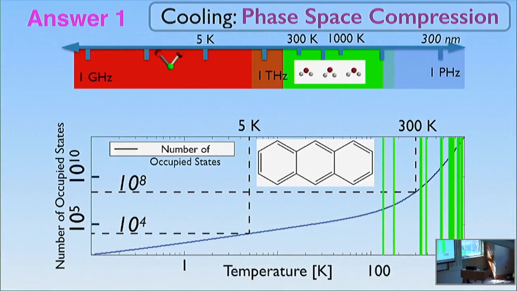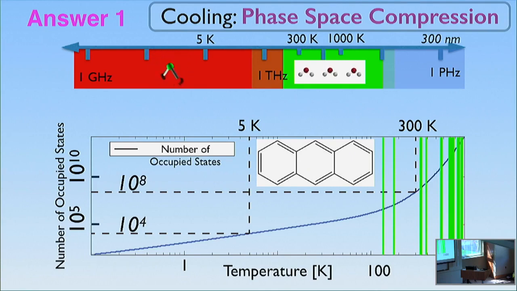Now, why cold then? Well, here's a very simple answer. When you cool molecules, you get phase-space compression. And this is not really a big deal for atoms at all. Atoms that come out of an oven are pretty much in the ground state, more or less. There's some hyperfine states, what have you. But molecules have all these other modes. They have vibrational modes and rotational modes.